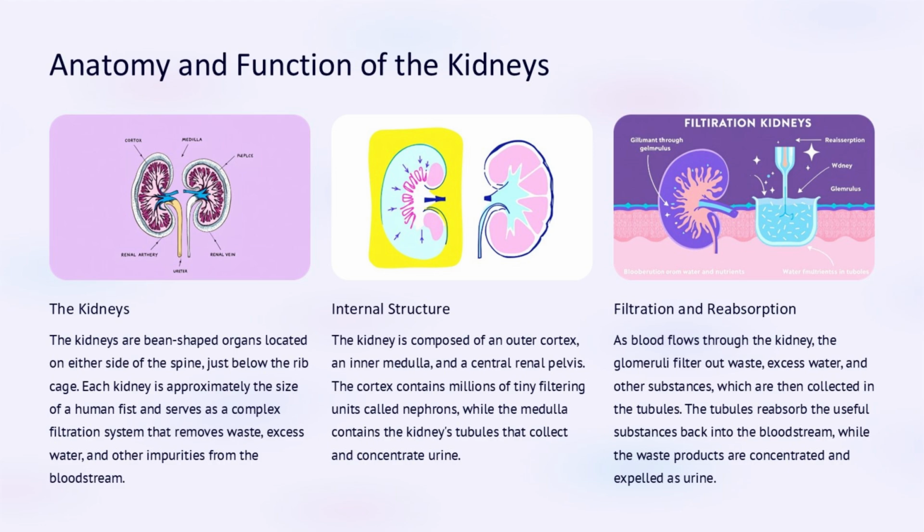As blood flows through the kidney, the glomeruli filter out waste, excess water, and other substances. These filtered substances are then collected in the tubules. The tubules reabsorb the useful substances back into the bloodstream. The waste products are concentrated and expelled as urine.